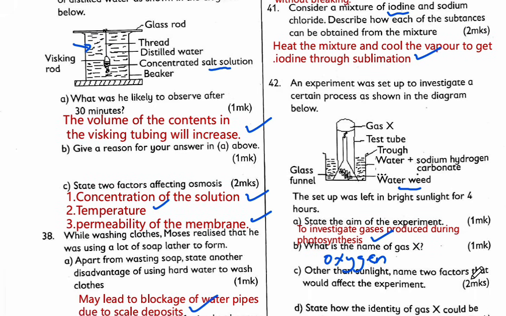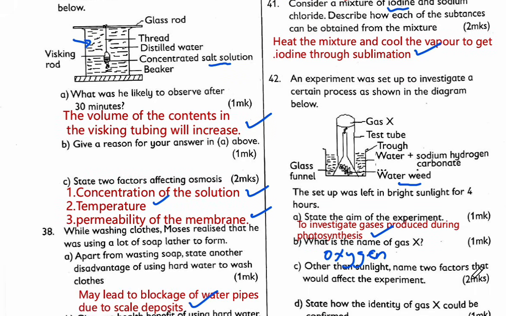Part C, other than sunlight, name 2 factors that would affect the experiment. So other than sunlight, which other factors are going to affect the process of photosynthesis? You know that we have things like water and carbon dioxide. So we're going to say availability of water, and even carbon dioxide. So those are the factors that are going to affect the experiment. So we get those 2 marks.